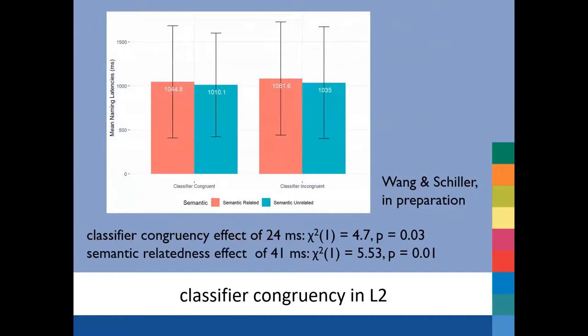What Xiaoyu found in the reaction times was faster reaction times for the semantically unrelated than the related condition, right? And this was true for the classifier congruent and for the incongruent data. And there was also a classifier congruency effect of approximately 24 to 25 milliseconds. So the congruent cases were faster than the incongruent cases.